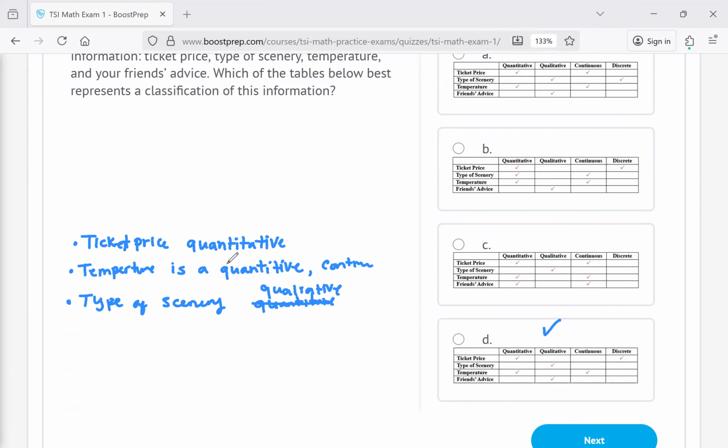Okay, so for this problem, you need to know that quantitative is a value that can be measured in a number, and qualitative is something that you can't measure in a number, like a type of scenery. So I'm going to say D.